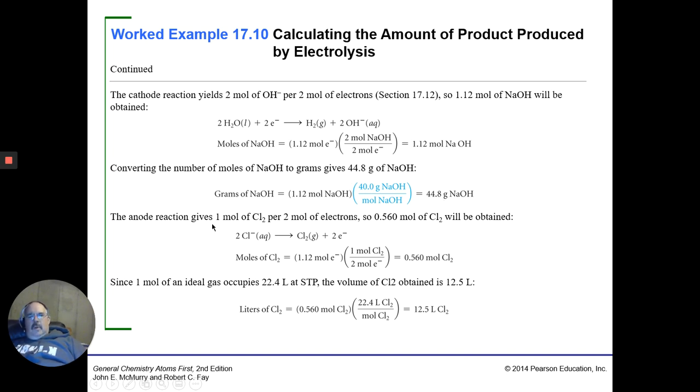Now, in the case of chlorine, it requires 2 moles of electrons to produce 1 mole of chlorine gas. And so we know to divide by 2 because we want our moles of electrons to cancel out, so that we get this many moles of chlorine gas. At standard temperature and pressure, 1 mole of gas occupies 22.4 liters, and so our volume is 12.5 liters of chlorine gas.